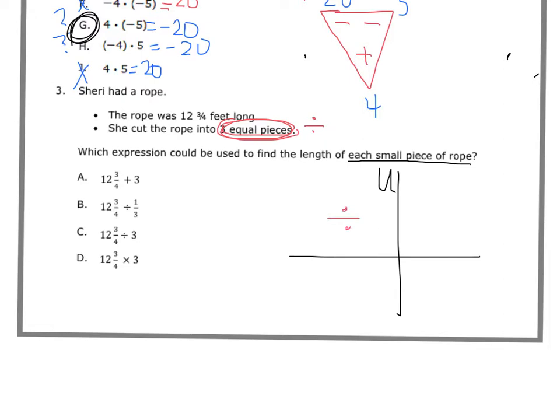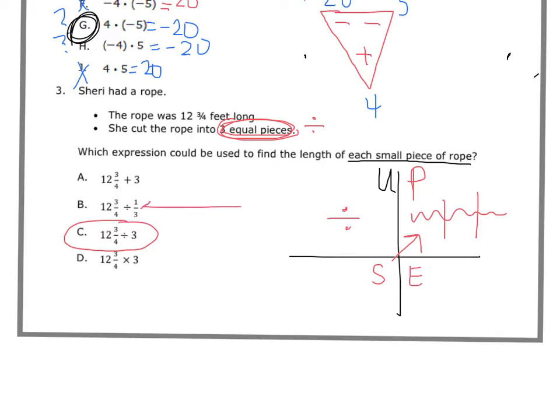We don't have to do it. They're just wanting to know which one of these. So let's make a plan. Really, our plan is to divide up the long piece of rope into 3 equal pieces. Okay, let's solve the problem. What is this picture saying? 12 3/4 divided by 3, which is this one right here, and evaluate.